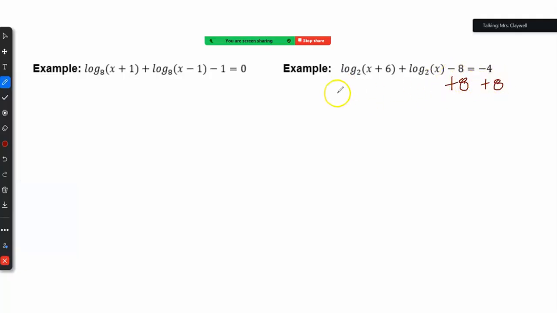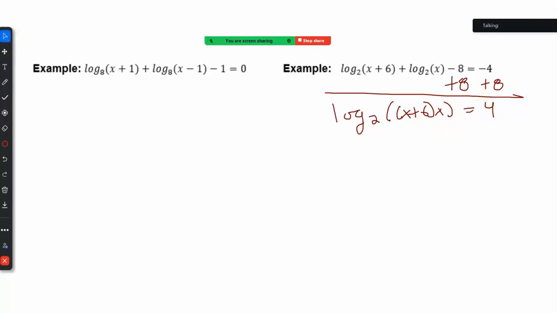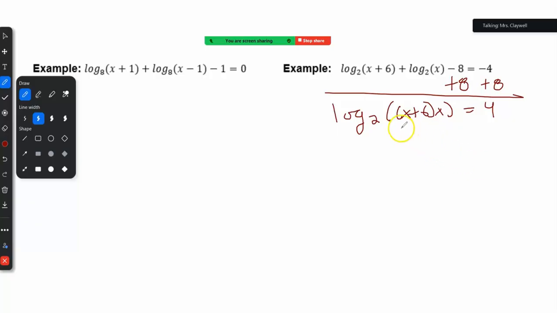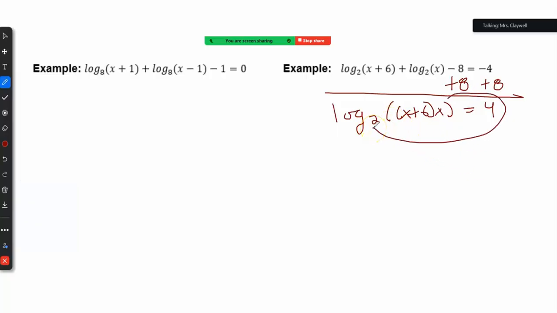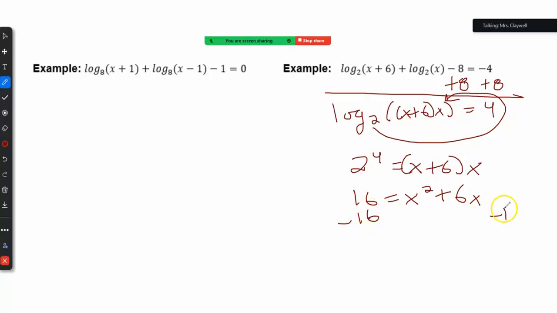So I can add 8 to both sides, and I get that to be 4. And then I can loop this now. So 2 to the 4th equals x plus 6 times x. 16 equals x squared plus 6x. I can move that 16 to the other side.